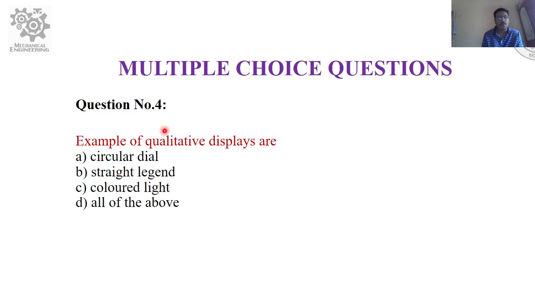Question number 4. The examples of qualitative displays are. So one of these is a qualitative display here. First, A is a circular dial, second is a straight legend, third is a colored light, and the fourth option is all of the above. Which one is the example of qualitative displays here? So guess your answers and I will give the hint at the end of this session.